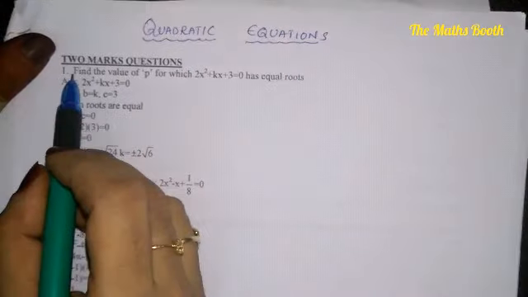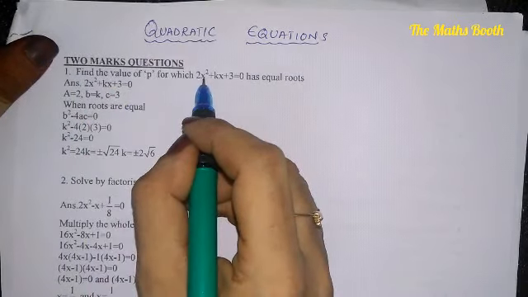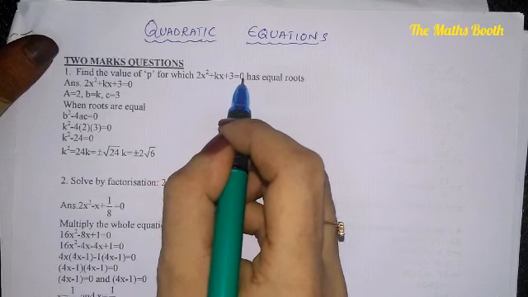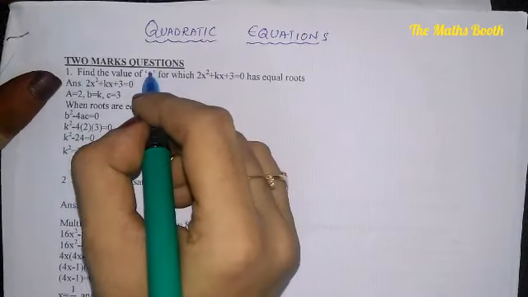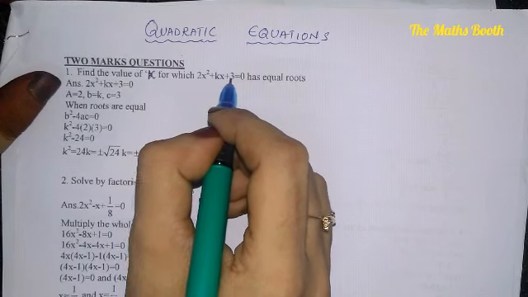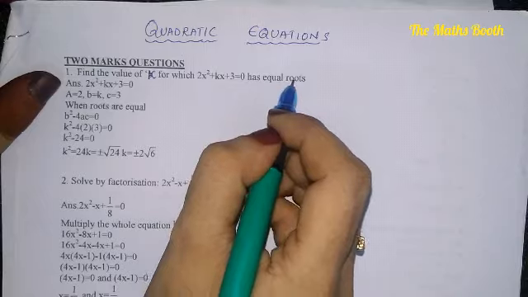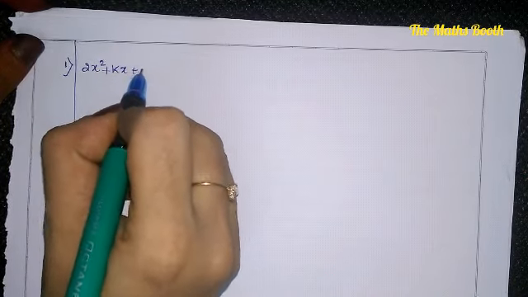Okay, so the first question in 2 marks problems is: find the value of k for which 2x square plus kx plus 3 is equals to 0 has equal root. Okay, find the value of k. First question is find the value of k for which the equation 2x square plus kx plus 3 equal to 0 has equal root.